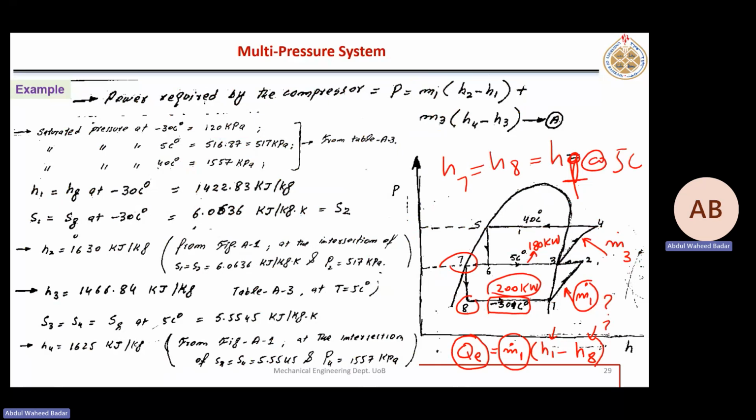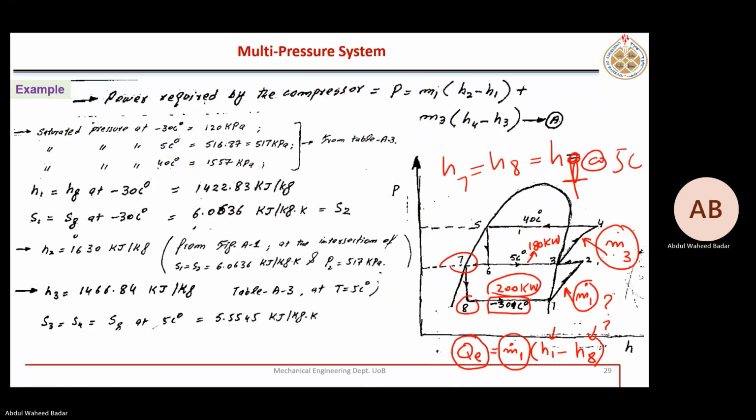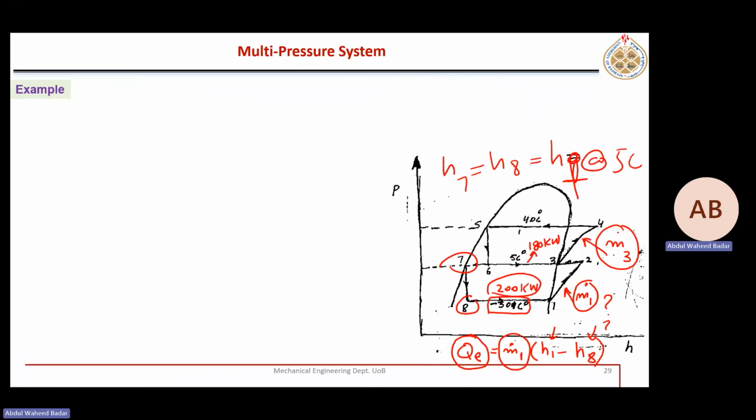Now m dot 3. m dot 3 is not that simple because at point 3, fluid is coming from the low stage compressor. Fluid is coming from the high temperature evaporator. Fluid is also coming from the flash tank. Let's see. To find out m dot 3, we need to see the schematic. Let's go to the schematic.